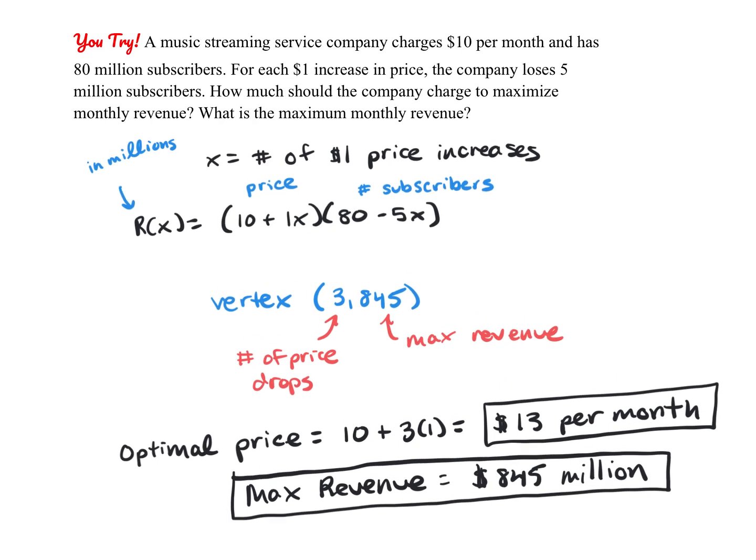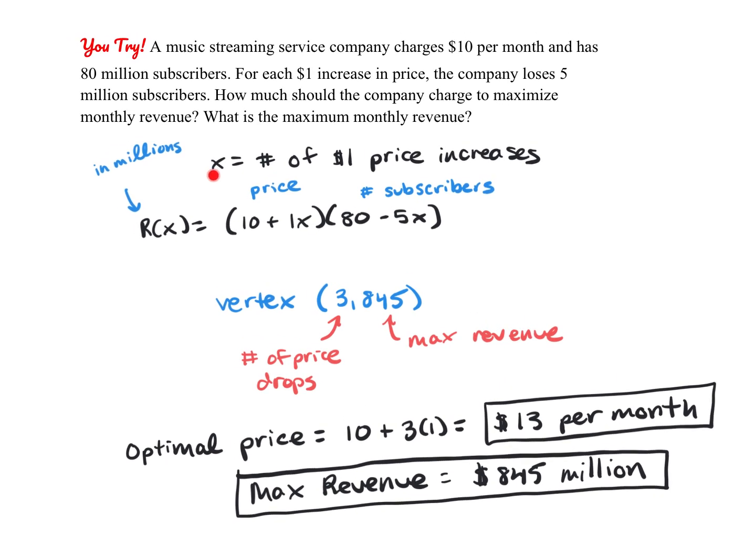All right, go ahead and check your work here. So again, I'm defining X as the number of $1 price increases. So as they increase the price, yes, they are losing subscribers, but they're gaining revenue because the price is higher, so they have to find that sweet spot. So we can define the price as 10 plus 1x, the number of price increases times that price increase. And then we could define the number of subscribers as 80 minus 5x. So 80 million was the initial, and they lose 5 million for every one of those price increases.